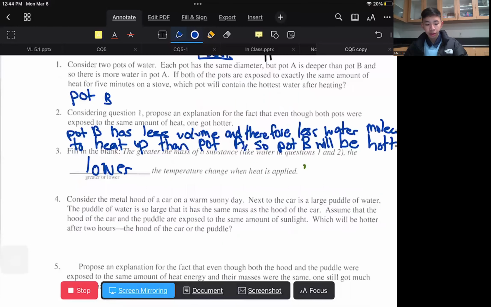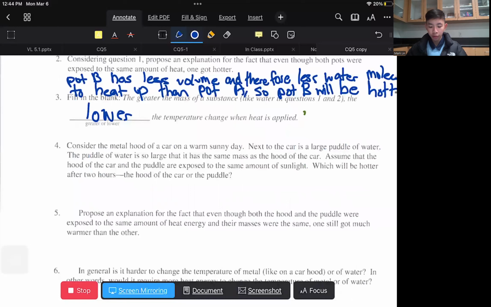Here we go. Number 4. Consider the metal hood of a car on a warm sunny day. Next to the car is a large puddle of water. The puddle is so large that it has the same mass as the hood of the car. Assume that the hood of the car and the puddle are exposed to the same amount of sunlight. Which will be hotter after 2 hours, the hood of the car or the puddle?